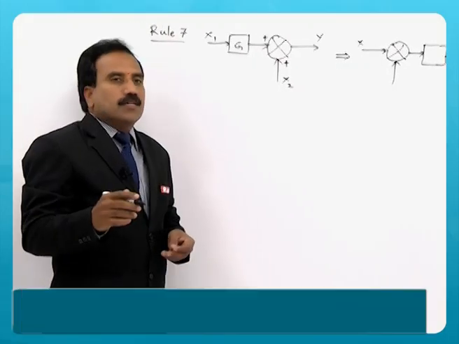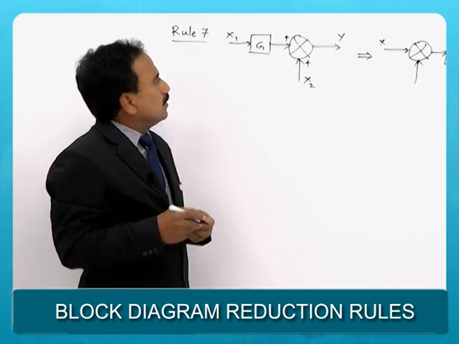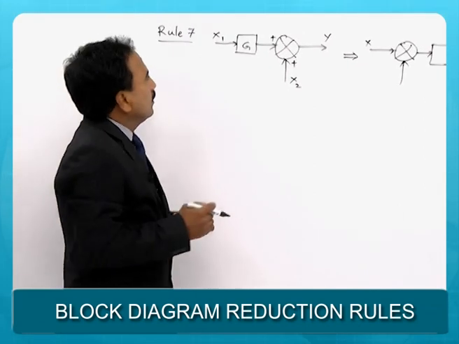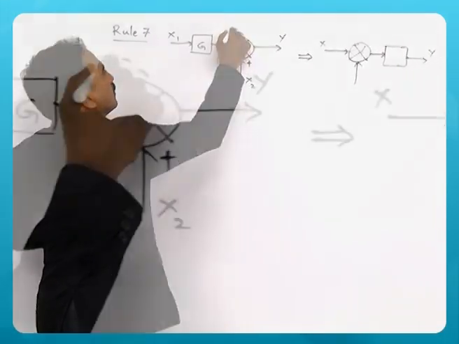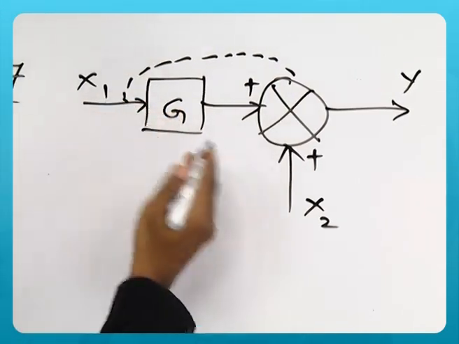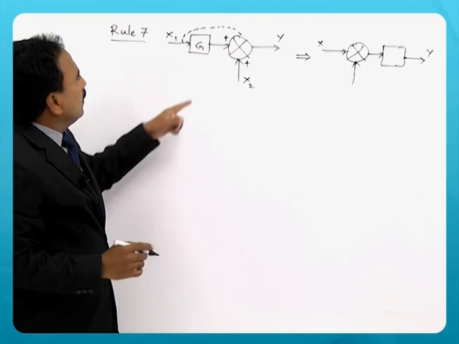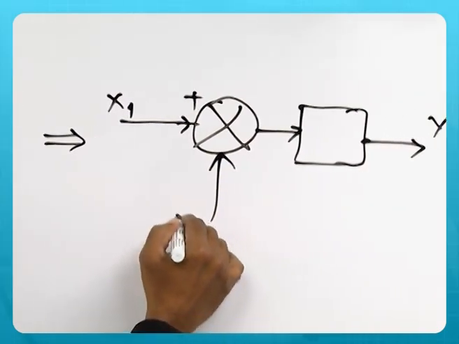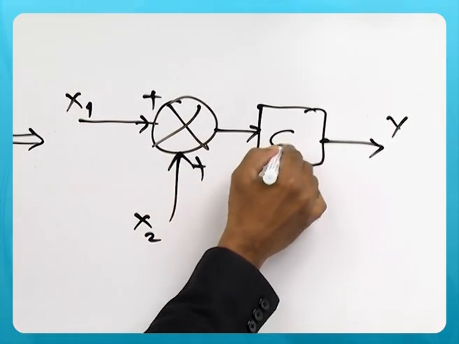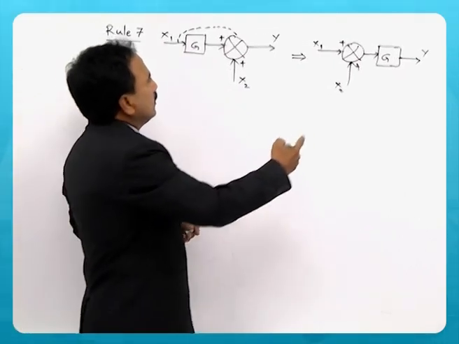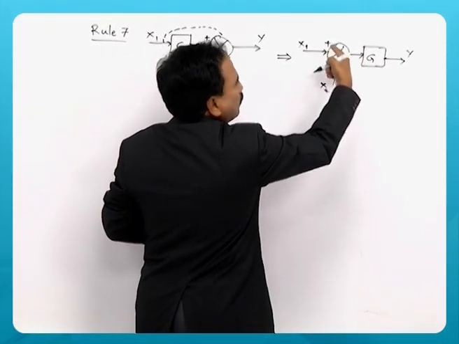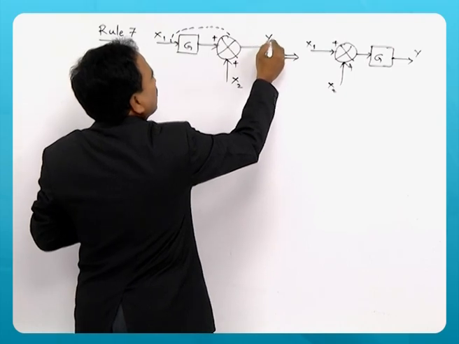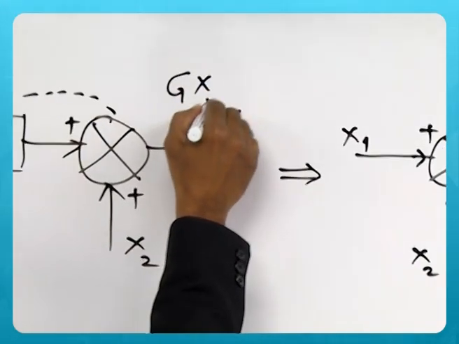Now, this is the rule reverse to the previous rule. Rule 6, we have seen, is shift of summing point to after a block. Now, I would like to have this summing point shifted to before the block. Now, you can see that x1 with plus, x2 with plus, are added at the summing point, and the output of the summing point is multiplied by g to get the output y. Now, what is the output here? You can see that y is gx1 plus x2.